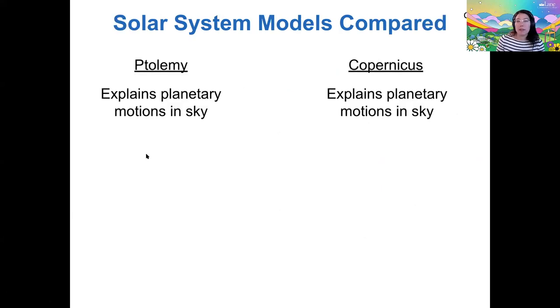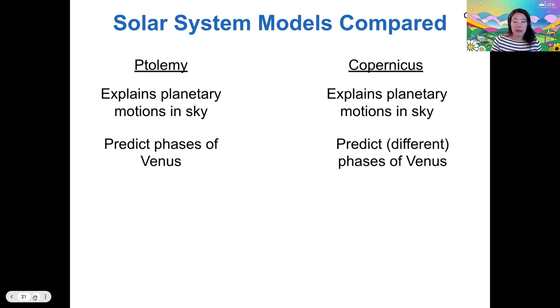So let's compare these two models. Both of the models explain planetary motions in the sky. And even though Copernicus's model was trying to be more accurate at calculating the planets' positions, it really wasn't that much more accurate at the time. They do make different predictions, though. So you could predict different phases of Venus in the two models.